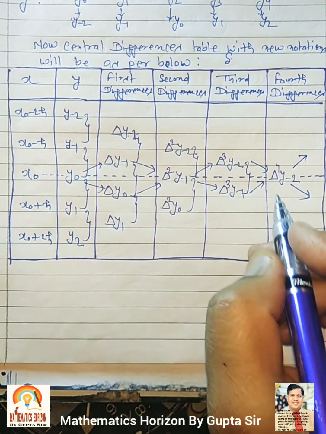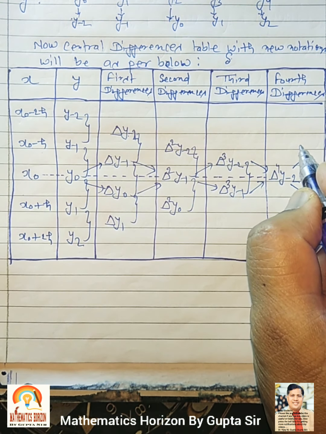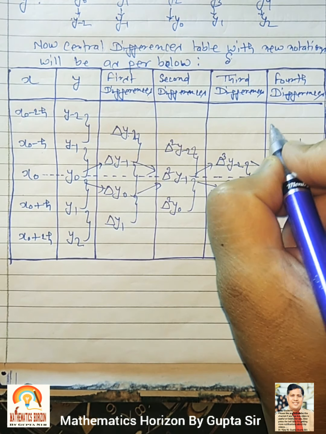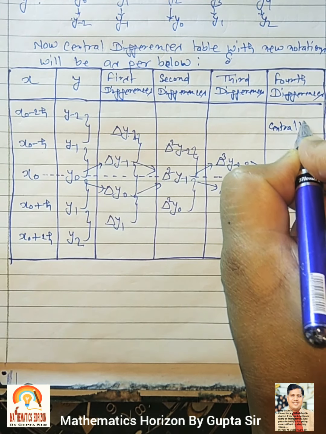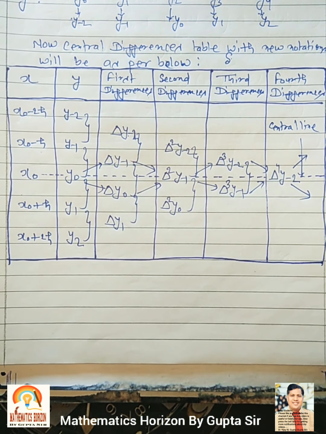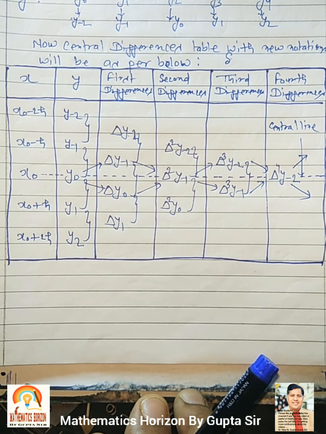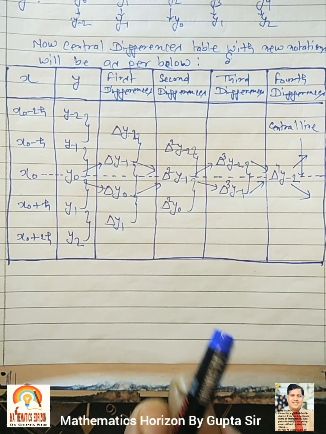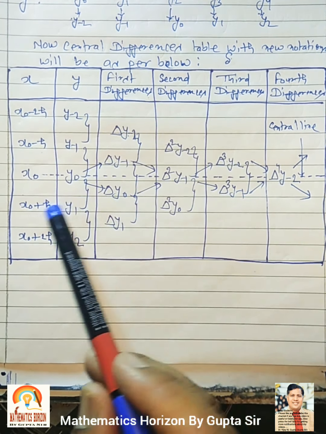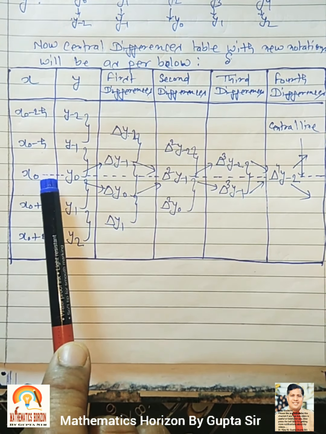We always, this is called central line. I am writing this term here. This is called central line. And in Gauss forward, Gauss backward, Stirling, Bessel's, we use only these differences, corresponding to this x0.